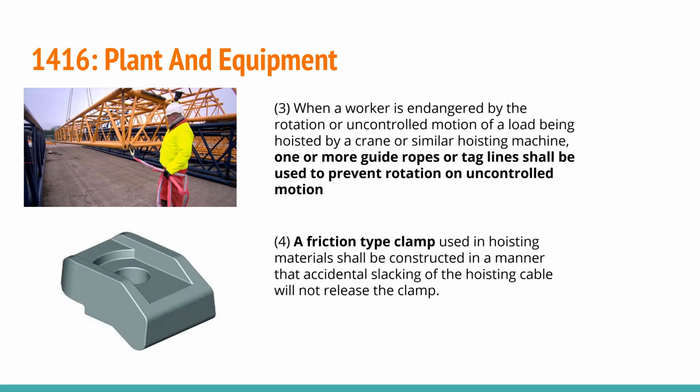Number 3. When a worker is endangered by the rotation or uncontrolled motion of a load being hoisted by a crane or similar hoisting machine, one or more guide ropes or taglines shall be used to prevent rotation or uncontrolled motion. Number 4. A friction-type clamp used in hoisting materials shall be constructed in a manner that accidental slacking of the hoisting cable will not release the clamp.